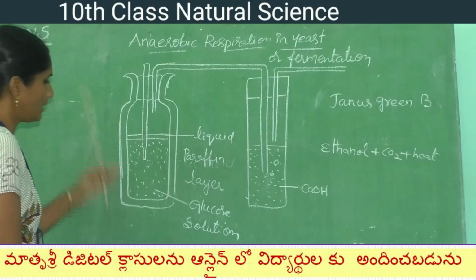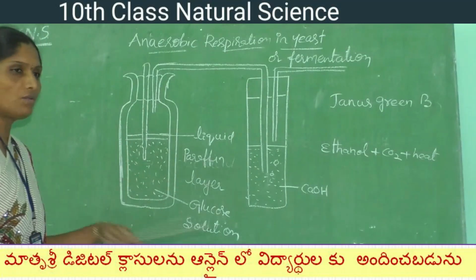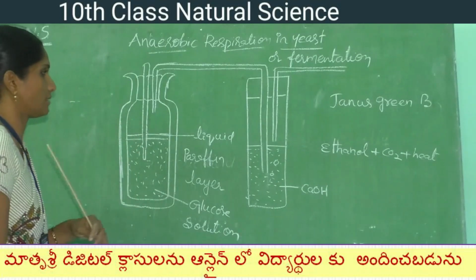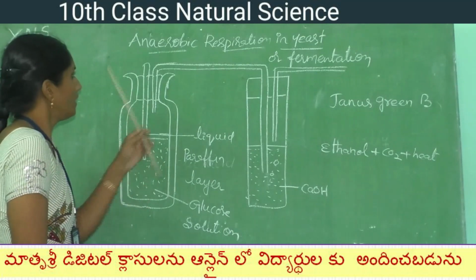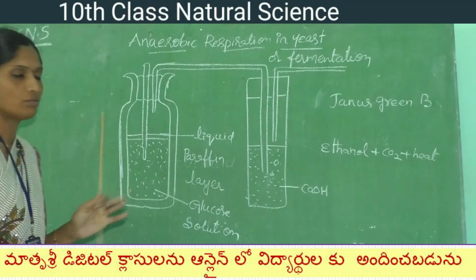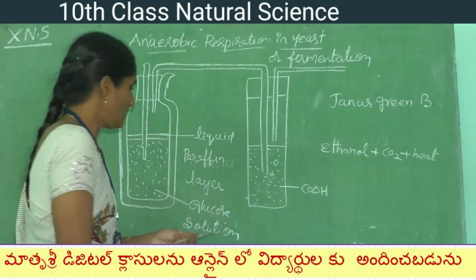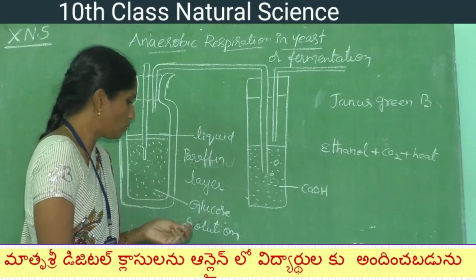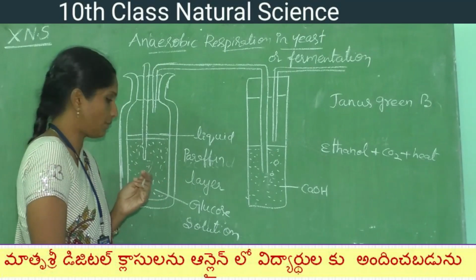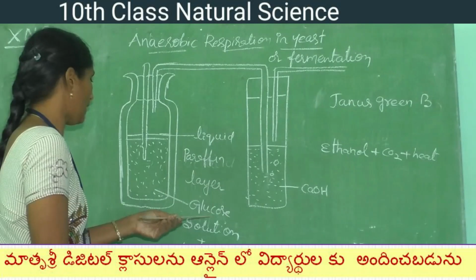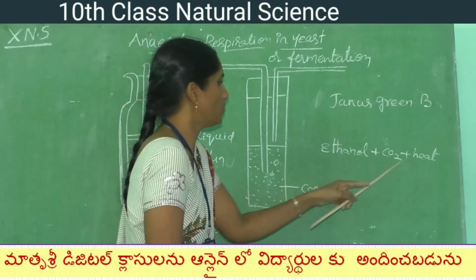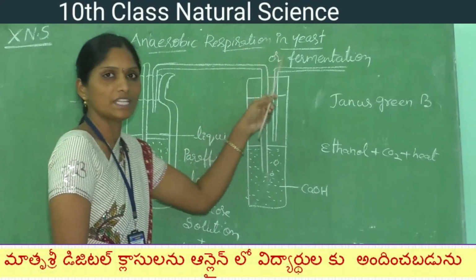In that case, we remove the whole glucose solution and add a fresh glucose solution inside the thermos flask. Now I add the yeast cells to the glucose solution in the thermos flask and start the experiment. The yeast cells convert the glucose into ethanol and CO2 by the process of anaerobic respiration.